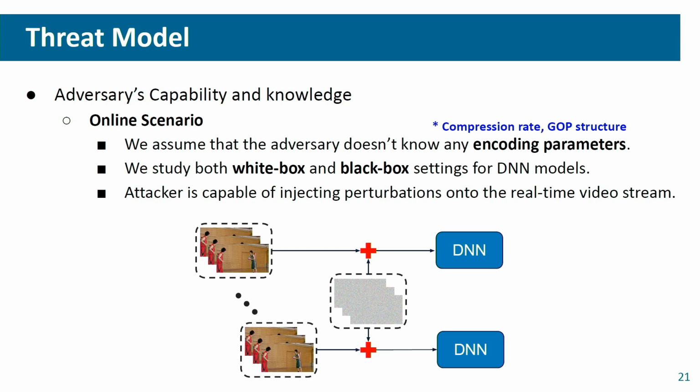In the online attack, we assume that our adversary doesn't know any encoding parameters. To consider the challenging scenario, we also consider a black box setting for DNN models. In the black box attack, our adversary uses a surrogate open source video compression model to transfer the perturbations to unseen systems. Finally, we assume that our adversary is capable of injecting perturbations onto a real-time video stream by man-in-the-middle attack schemes.